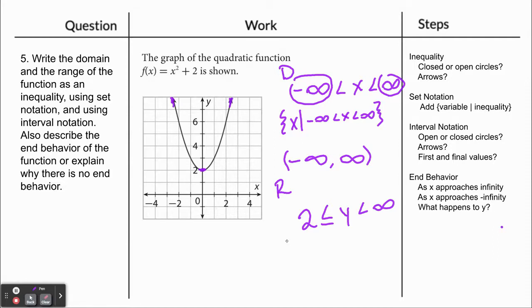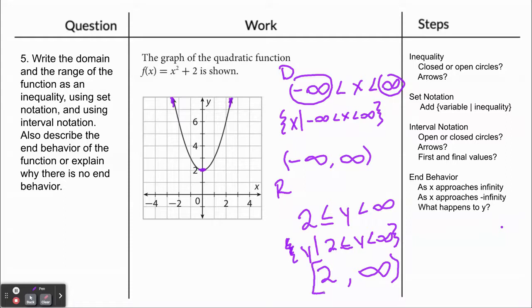Now making this into set notation, we're going to make a bracket, then y, and then we're going to put this inequality in here. And then lastly, the interval. Because we're using our endpoints here of 2 and infinity, it's not going to touch infinity, but it does equal 2, so we're going to close it off with this bracket here.